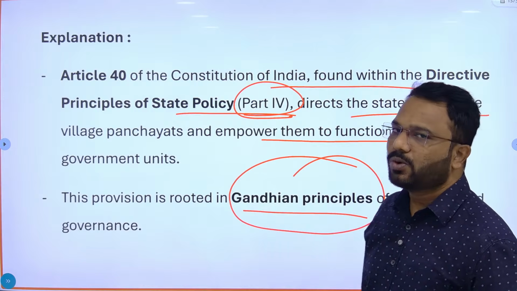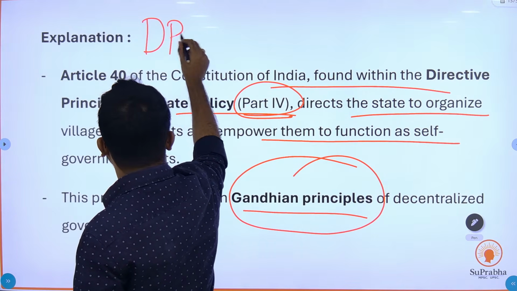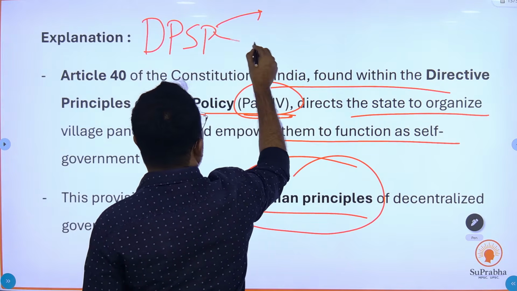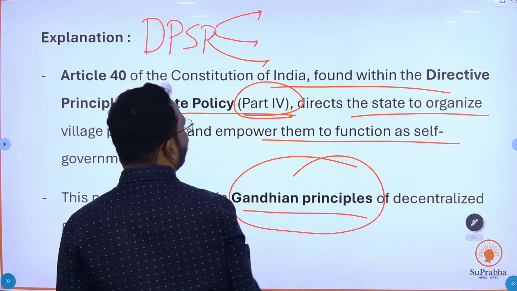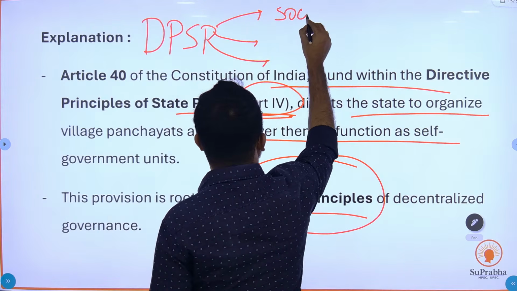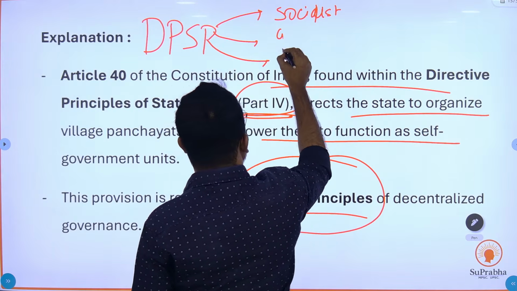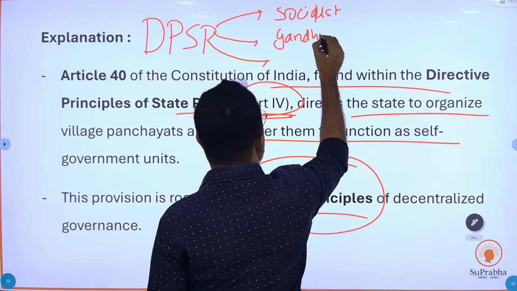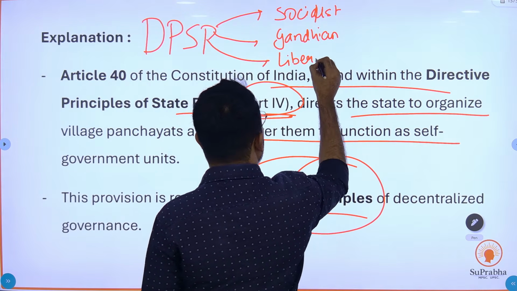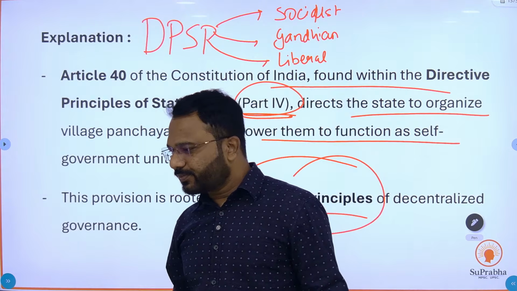So as you know, our DPSP may be divided into 3 principles. The first is the socialist principle, the second is the Gandhian principle, and the third is the liberal principles.